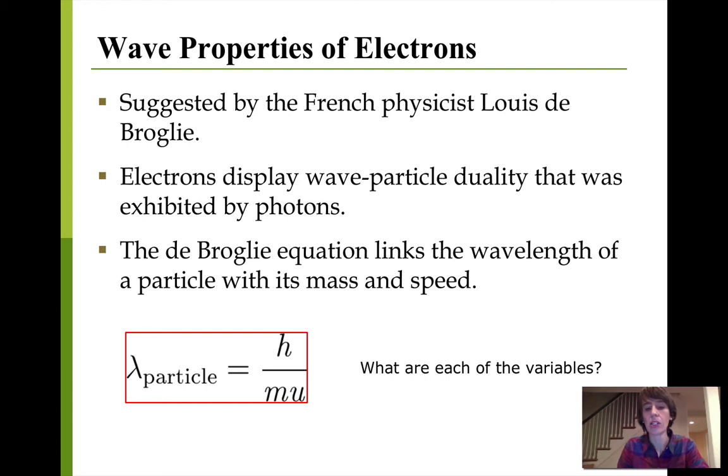The equation gives us the wavelength of the particle based on three other variables. h is Planck's constant, that value that we've seen before, 6.626 times 10 to the minus 34th joules times seconds. m is mass, and u is speed. We've used lowercase v for velocity or speed in the past. For whatever reason, your book jumps around a little bit. But the lowercase u is velocity or speed.